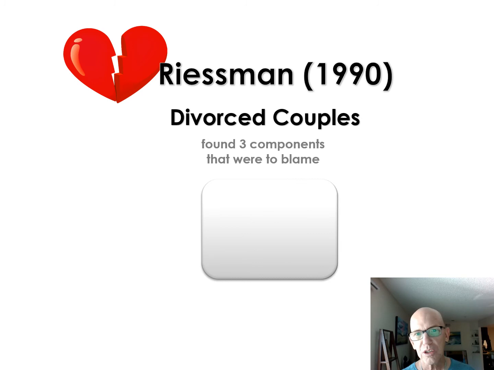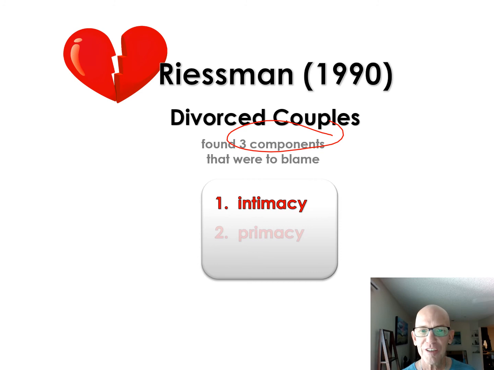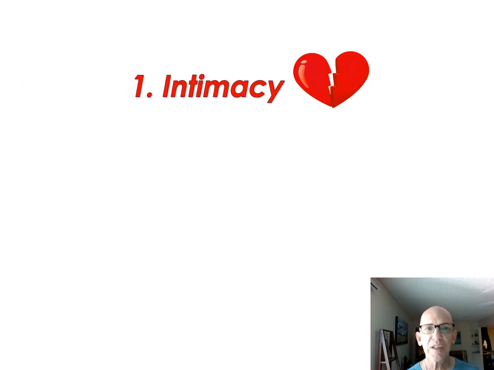Reisman, what she did is she asked divorced couples, why did you get divorced? And she found 3 common complaints. There were three things that were missing in the marriage. One is intimacy. Two is primacy. I'll get to that one. And three is sexuality, not enough sex or sex problems. That one's easy. Okay, so on the next slide, I have intimacy.